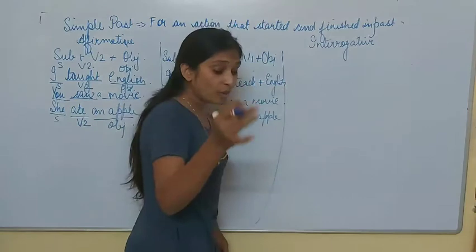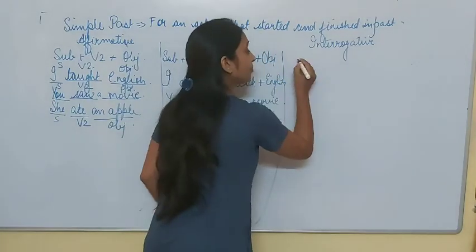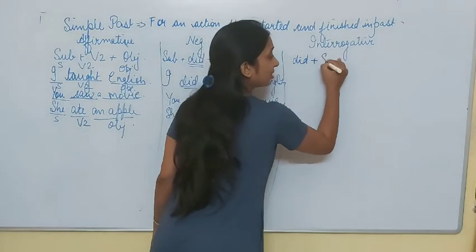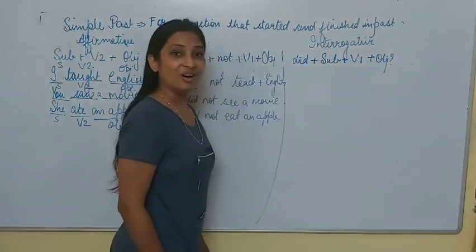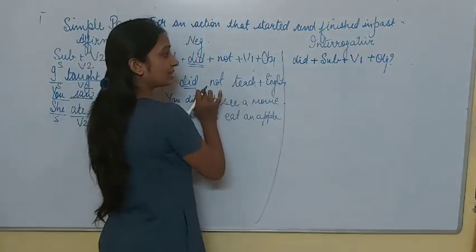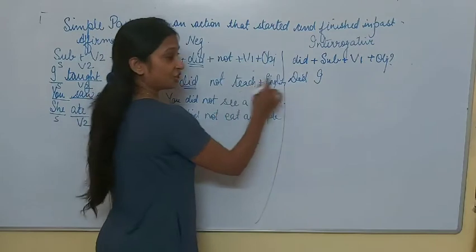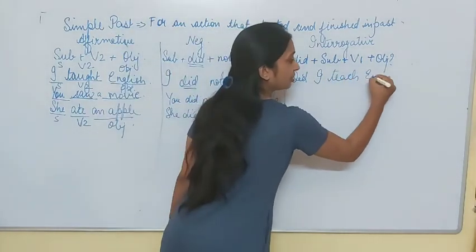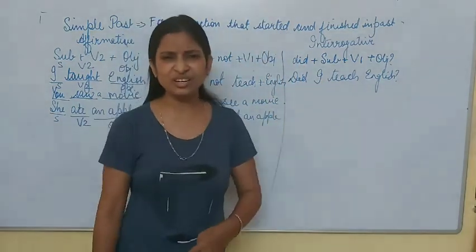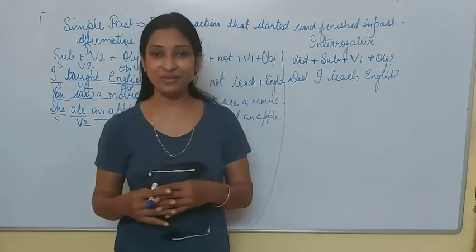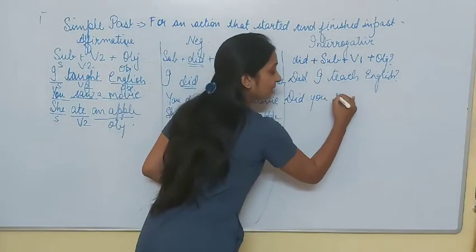Here, if the question is of the type where the answer will be either yes or no, we are going to start it as did plus subject plus verb's first form plus object, question mark. Alright, what is the example? Let's take these examples only. Did I teach English? Alright, question mark. Now what will be the answer of this question? If I ask you, did I teach English? You're going to answer me either yes or no. Alright. Second example, you did not see a movie. So did you see a movie?